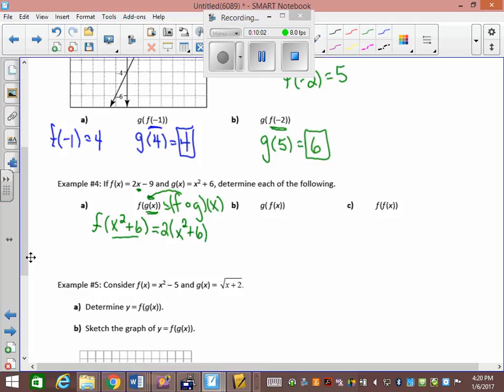I'm going to close the bracket, and then I'm going to write minus 9, because that didn't change. The only thing that changed is the x got replaced with x squared plus 6. Now I can distribute. 2 times x squared is 2x squared. 2 times 6 is positive 12 minus 9. Calculate terms, and I get 2x squared plus 3.